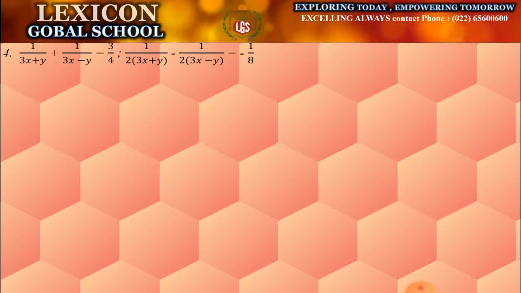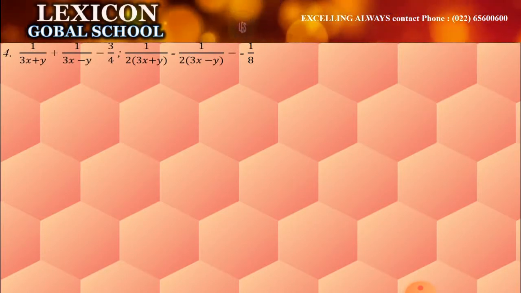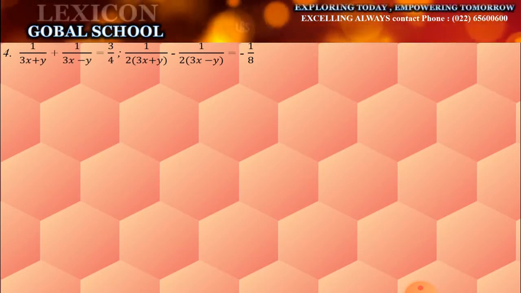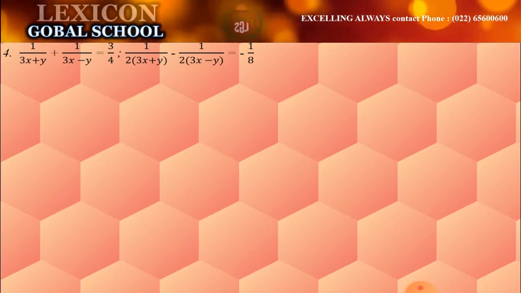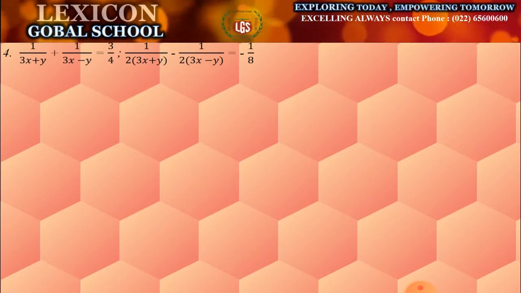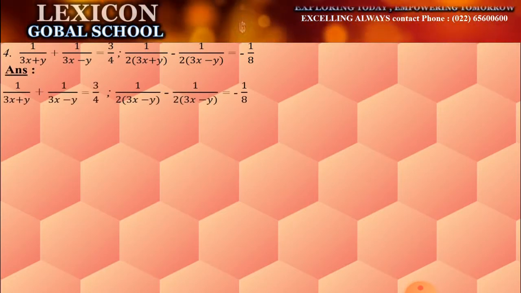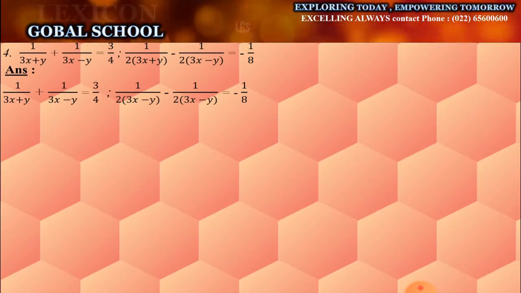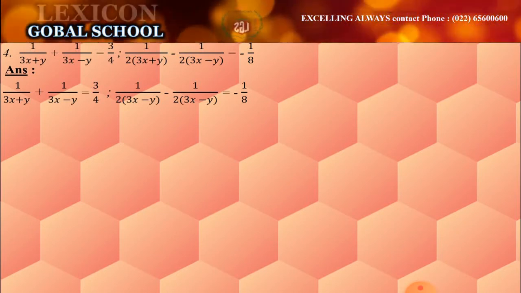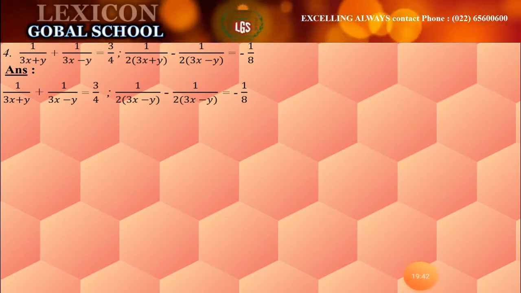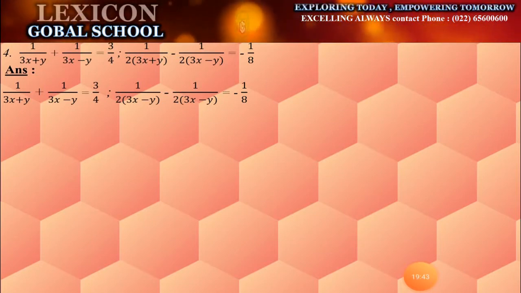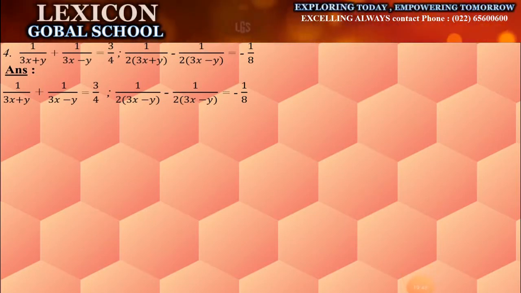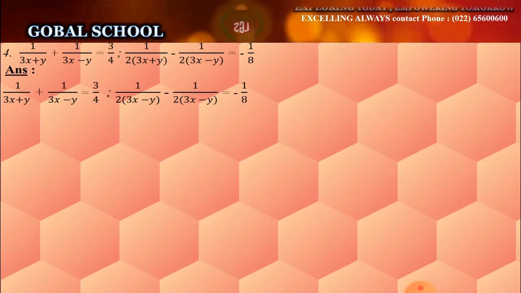1/(2(3x+y)) − 1/(2(3x−y)) = −1/8. So let us substitute the values now. 1/(3x+y) + 1/(3x−y) = 3/4, and 1/(2(3x+y)) − 1/(2(3x−y)) = −1/8.